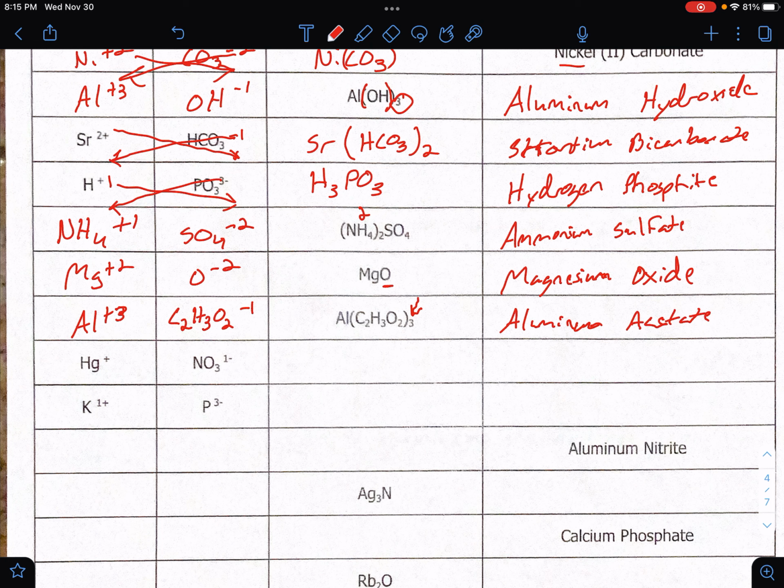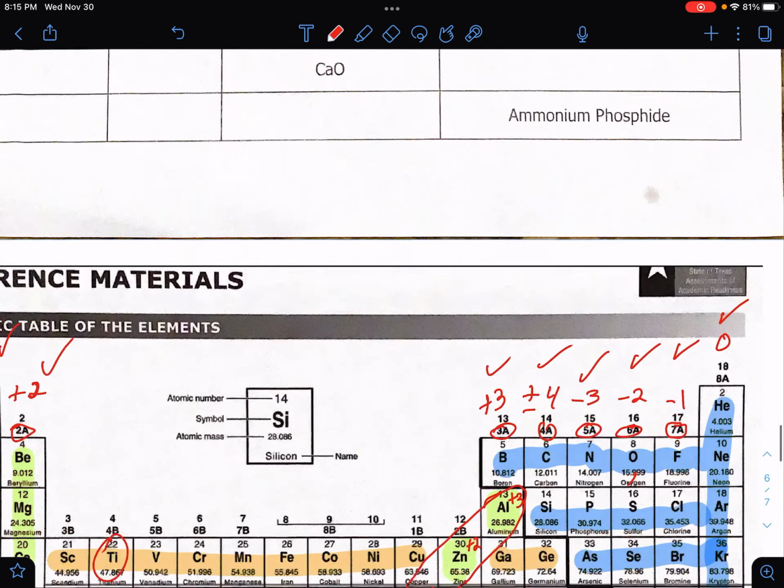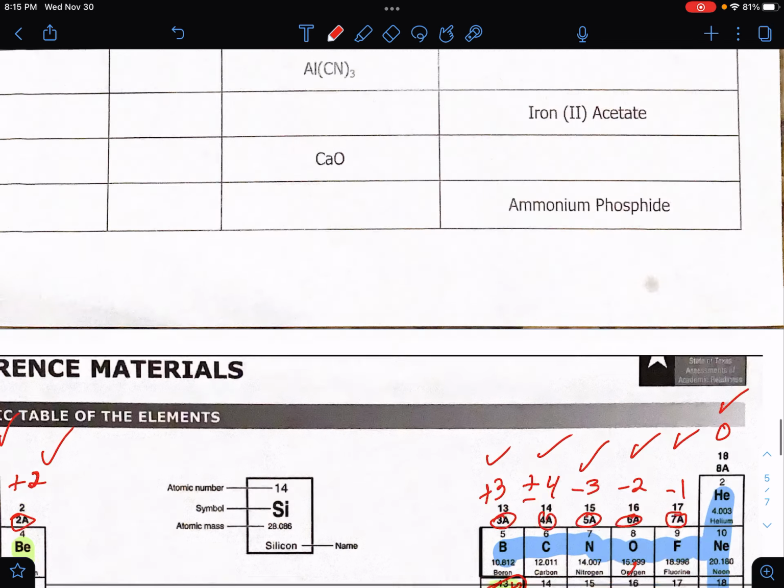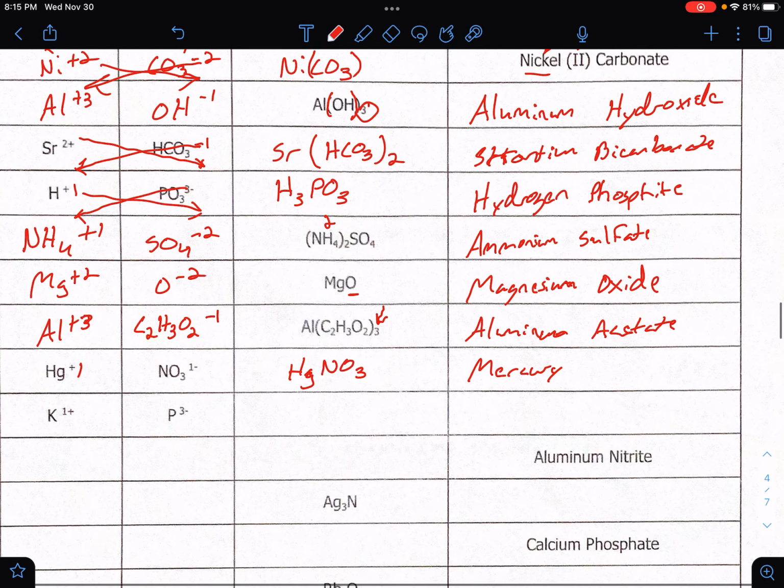Next one, I have Hg with a +1. Ugh, keep doing that same mistake. NO3 with a -1. So this one's easy. They're already balanced. All I got to do is just slap them together. HgNO3. Now, when it comes to the name, Hg is mercury. And if you look on your periodic table, mercury is in your transition metals. So mercury is right here. That is a transition metal. So anything in orange needs a Roman numeral. Let's go back up here. So remember, it tells me the charge, not how many I have. So mercury 1, and then NO3 is nitrate.